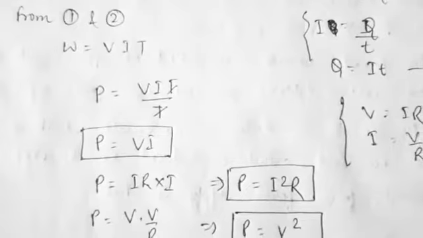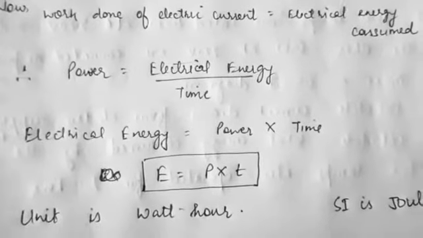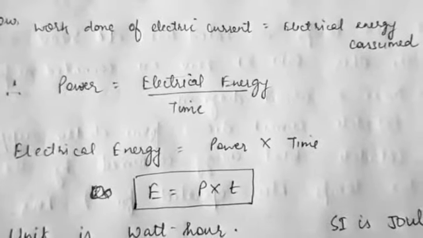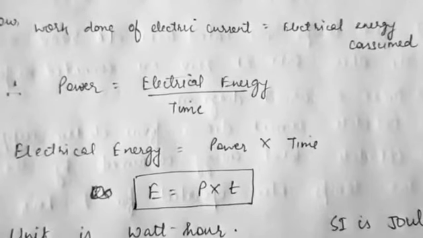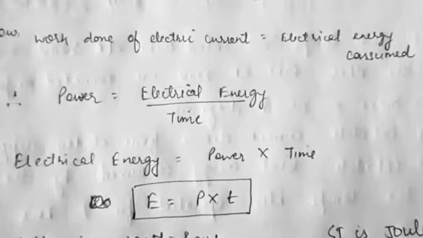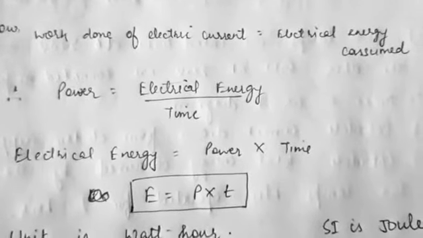So we can just replace the P in E is equal to P into T by these formulas. The unit: power is in watt and time is in hour, so we can say the unit is watt hour. Or if you take time in seconds, then it is watt second, or you can say it is a joule.